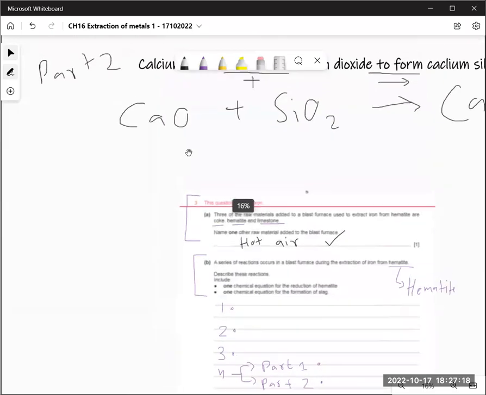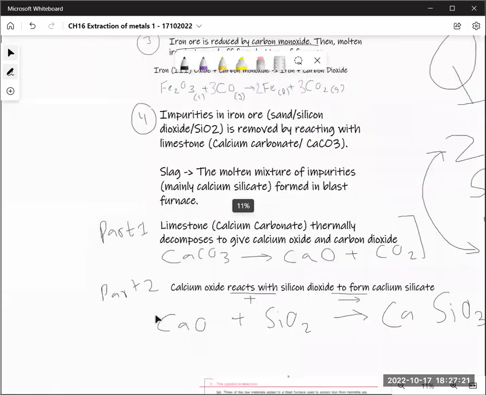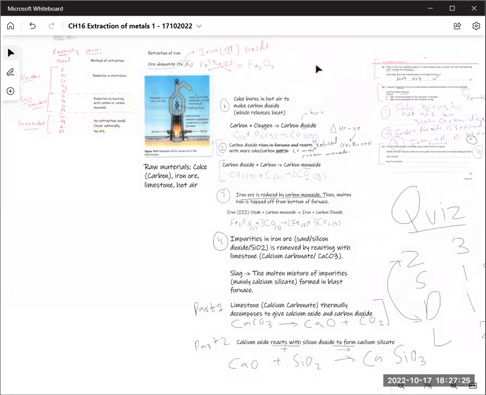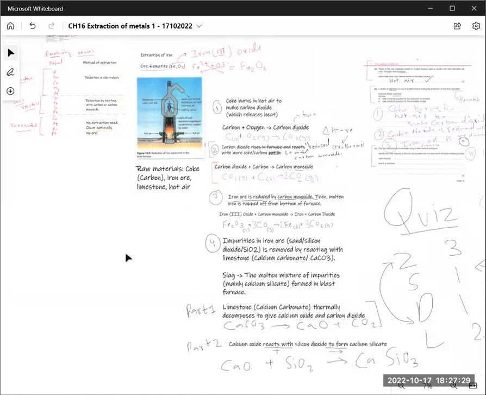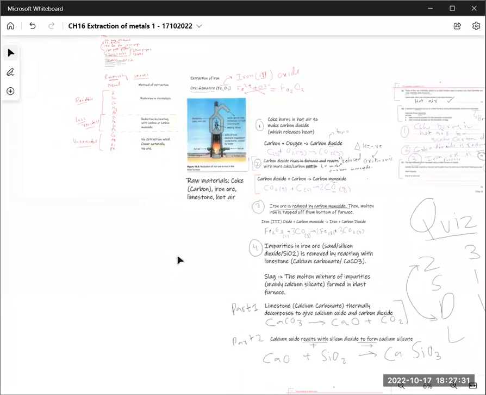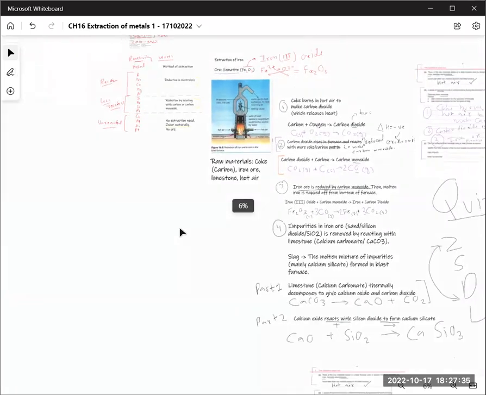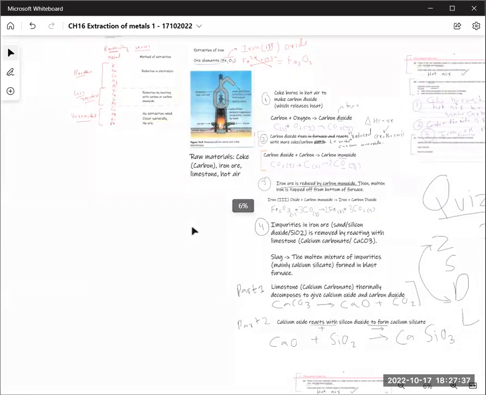I'm recapping so you don't forget after you leave this class. Lula, what else did we do? Reactive metals with carbon. Zara, take the screenshot. If anyone else wants to take a screenshot, you can.